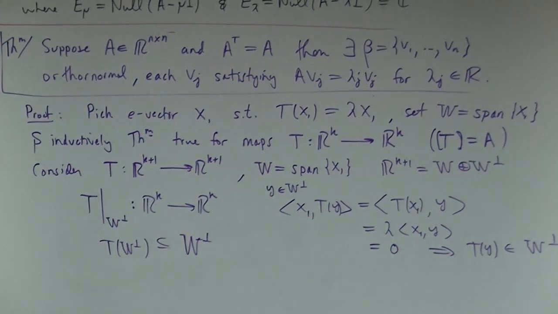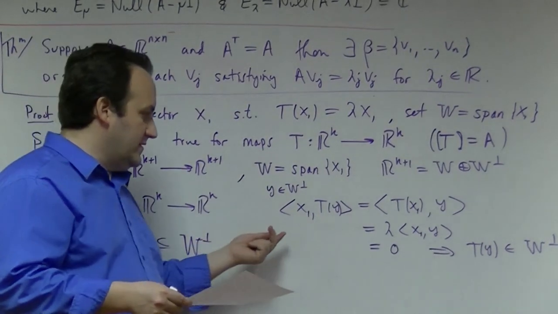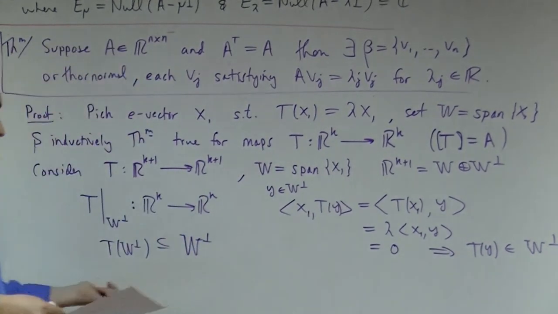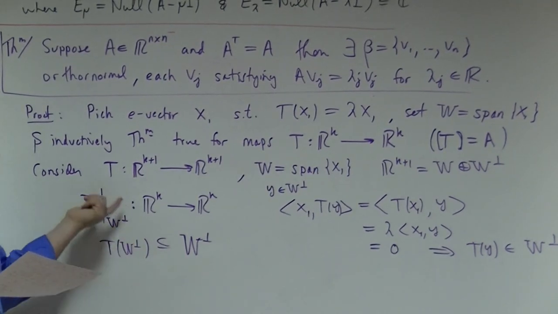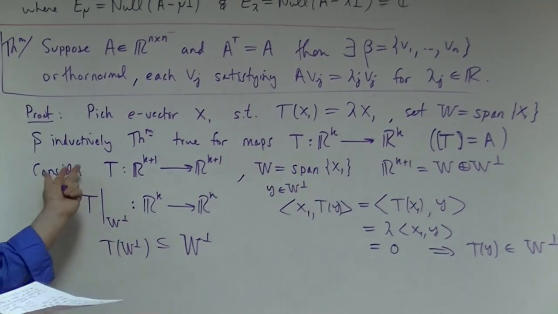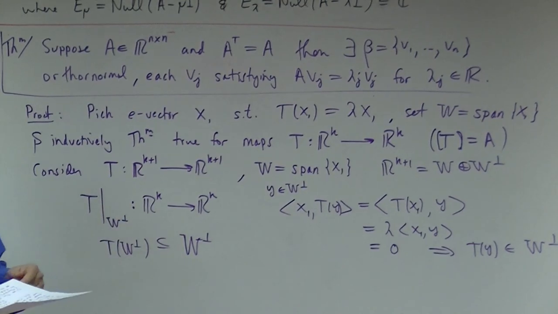Past that, the argument is essentially that. Then the induction hypothesis kicks in. You have an orthonormal basis for the restriction. You take that basis, you piece it together with x1, voila, you've got an orthonormal basis for the whole space. And that proves the induction step. And that's pretty much it.